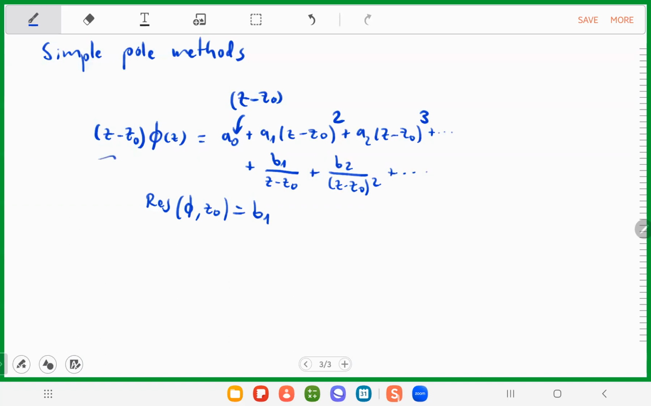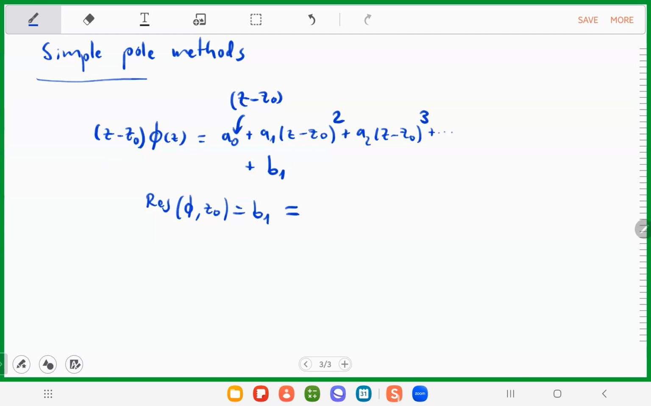For this term, when we multiply by z minus z0, we just will have b1. For the next term, we'll have what? Well, the next term is 0 because it's a simple pole. So actually, for a simple pole, we don't have these terms. We have only one term, b1 over z minus z0. So this function will be just this infinite series plus a number b1. So you can see the residue would be what you get when you take the value of this function at z equals z0.